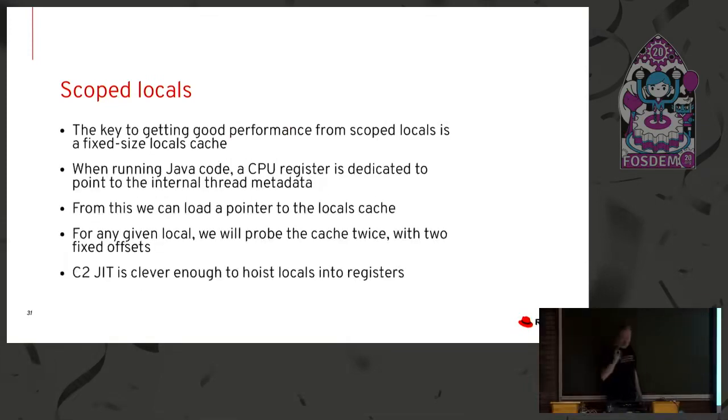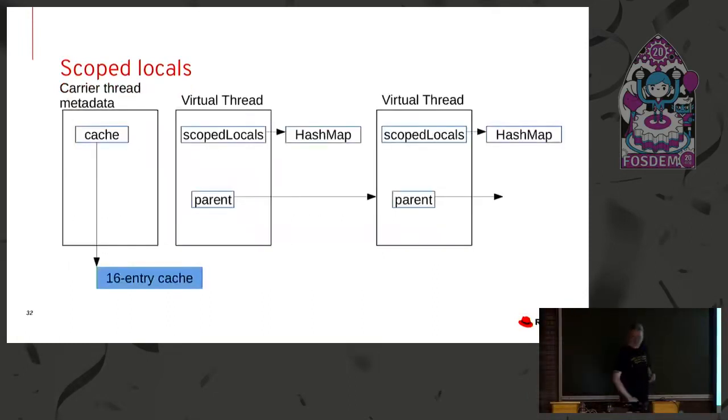So, scope locals. A fixed size local cache is the magic. What I've done is that every carrier thread has a fixed size cache of 16 entries where the most recent scope locals that you've asked for are stored, and from this we load a pointer to the locals cache. C2 is plenty clever enough to hoist scope locals into registers. Now that means the 12 loads and 5 conditional branches that I showed you for thread local can be reduced to just, if scope locals are used in a loop, they will be hoisted into registers at the start of the loop, and they will stay there.